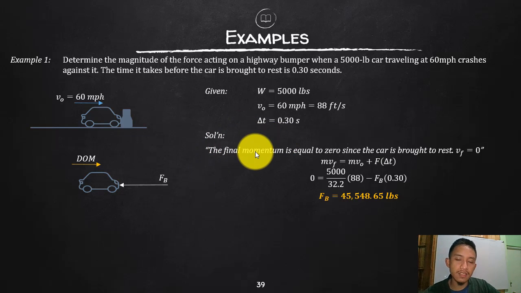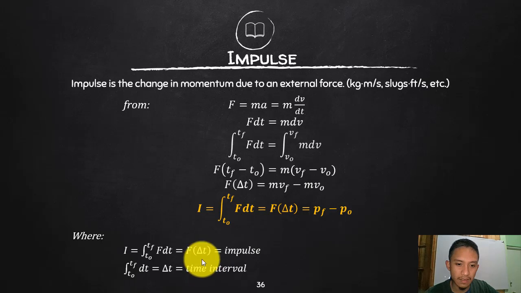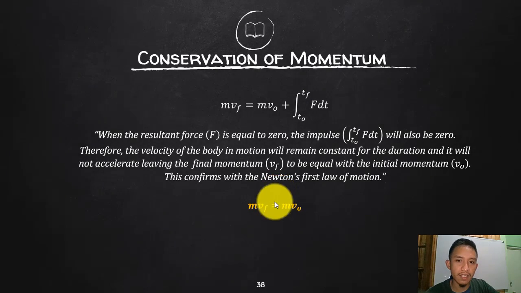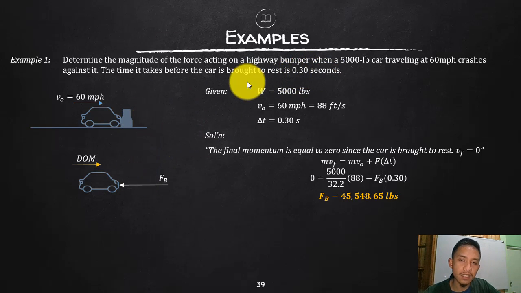So what is our solution here is that the final momentum is equal to 0, since the car is brought to rest after the collision with that bumper. After 0.30 second, that 0.30 second is actually the time interval, that is delta t. So delta t is the time interval when the impulse happened, when the external force is applied on the motion. But it suddenly stopped at 0.30 seconds. So that is just the time interval that we will be considering.